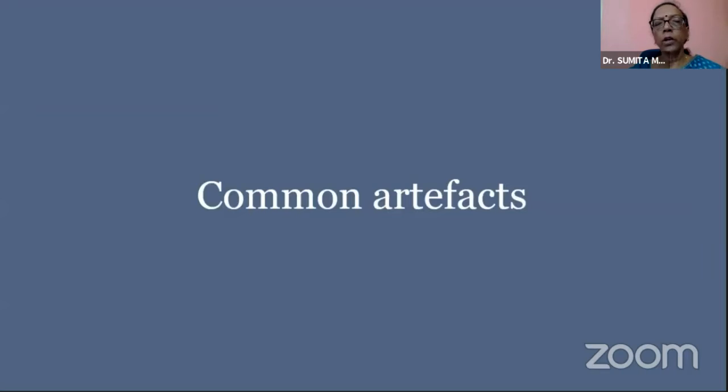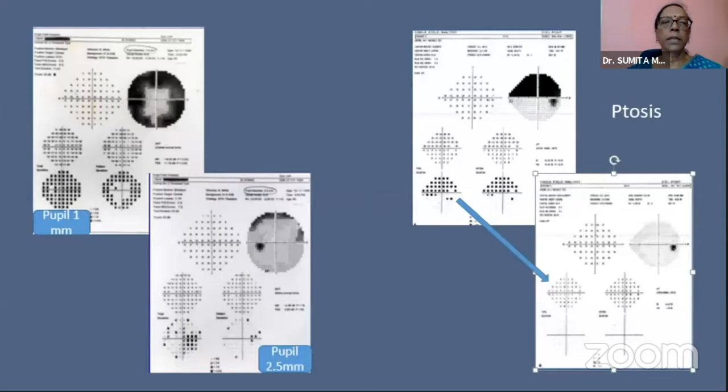Some of the common artifacts: if there is pupillary constriction, that can produce a ring scotoma-like defect. But if we dilate the pupil, this will go away. So the main thing is that if the pupil is less than 2.5 millimeter, then we have to dilate it. And an important thing is that we have to mention it in the perimetry, and subsequent examinations should be done under the same condition so that there will not be any variation in the sensitivity.